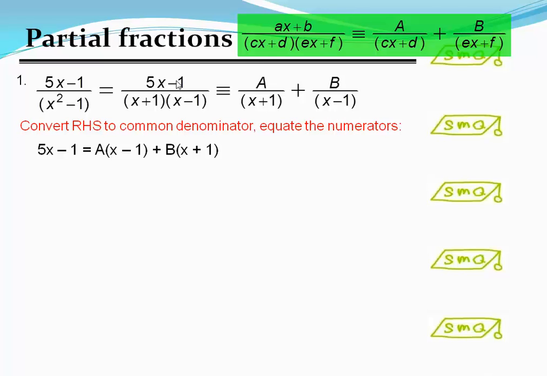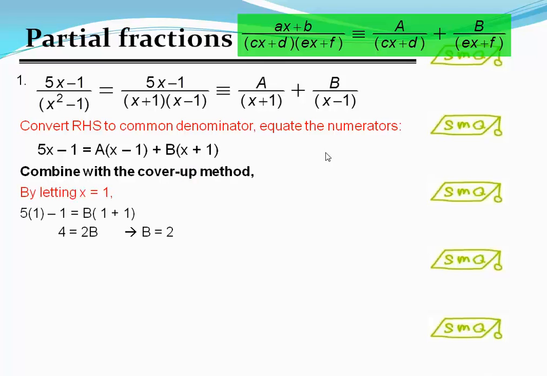On the left hand side, 5x - 1 equals a times (x - 1) plus b times (x + 1). Combining with the cover-up method, in order to get rid of a, we may cover up this part by letting x be 1. So, substituting x equals 1, we get 5 - 1 equals b times 2. Solving for b, we get b equals 2.